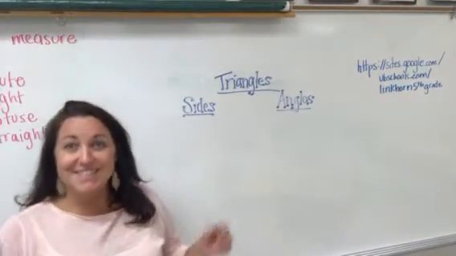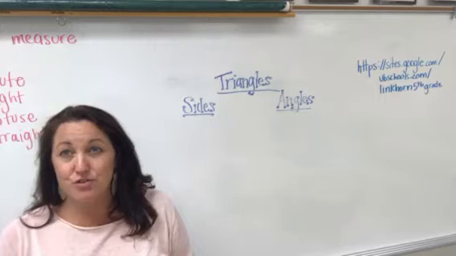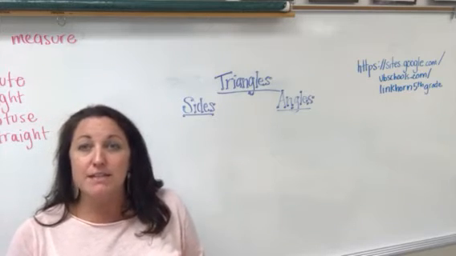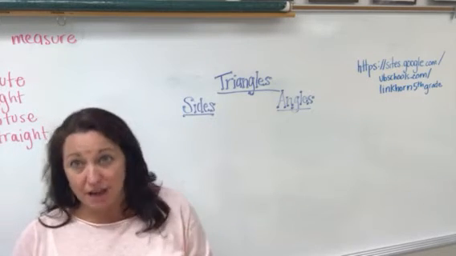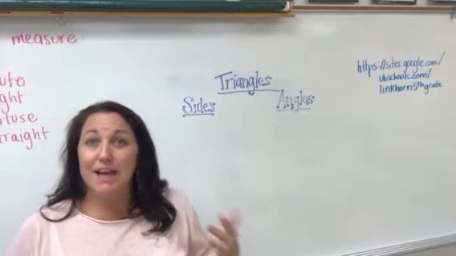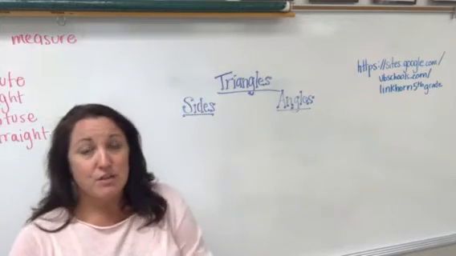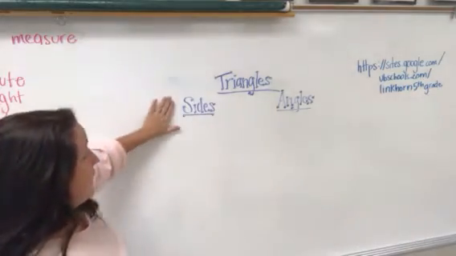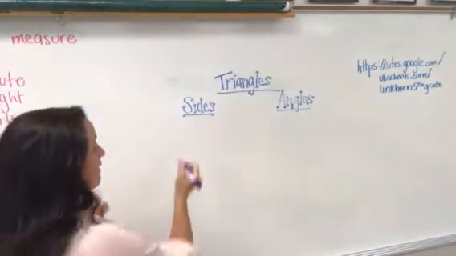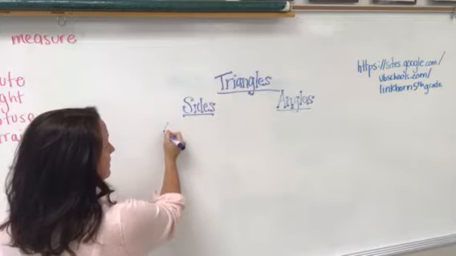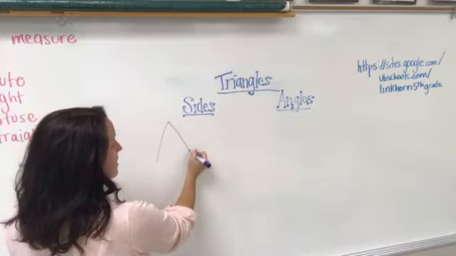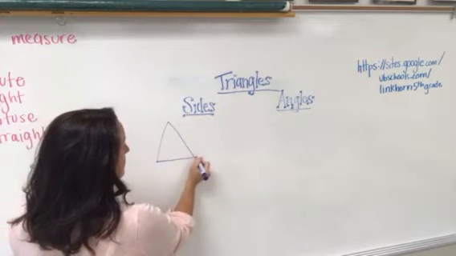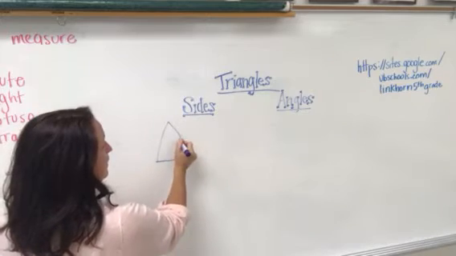Okay, hey you guys. Today what we're going to do is classify triangles, and we're going to classify them based on either the sides of the triangle or the angles within the triangle. So there are three different ways to classify triangles. If I look at sides, I'm going to look at a triangle that has all the sides the same length.